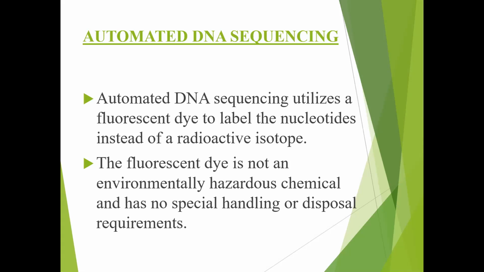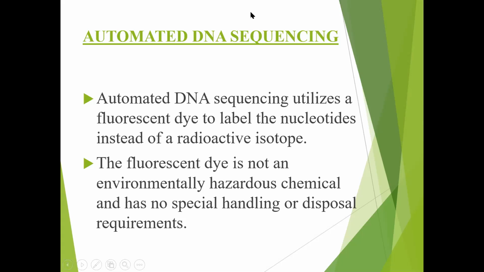The next method is automated DNA sequencing. As I mentioned, in this automated DNA sequencing also, the basic principle is Sanger's dideoxy method. The only difference between Sanger's dideoxy method and automated DNA sequencing is that for labeling, instead of using radioactive isotopes, in this technique a fluorescent dye is used to label the nucleotides.